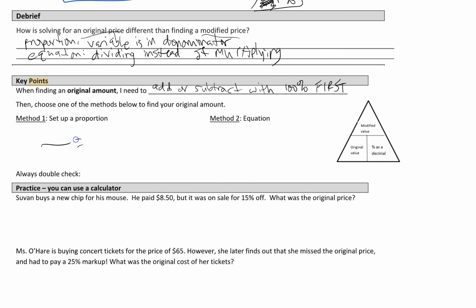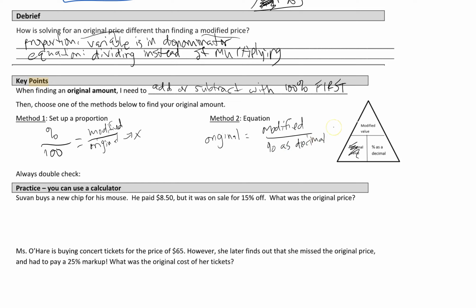When we set up our proportion, we're still going to have our percent out of 100. We're going to have our original amount on the bottom. And again, this is going to be our variable today, and our modified amount up top. Again, since we're thinking backward, x is going to be on the bottom. Method 2 is the equation. Again, we're trying to find the original amount. So if you cover up original, you're left with modified divided by that percent as a decimal. So it's going to be division.